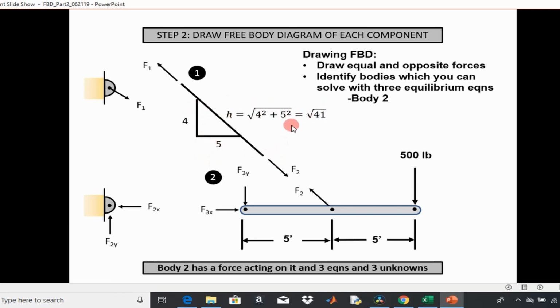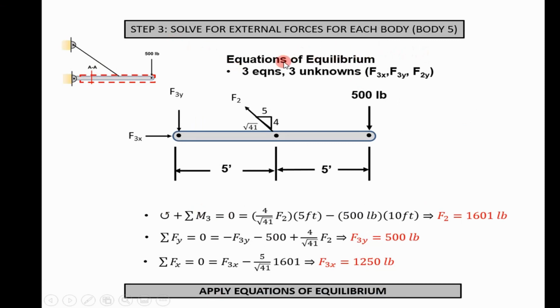And you can use this ratio to your advantage to help you calculate the forces down here, as you'll see in the next slide. Once you identify the member you're going to solve for, step 3 is to solve for the external forces for that body. So recall that we're doing this body right here. You have 3 unknowns: these 2 reaction loads and this load right here that relates to the two-force member. Now you apply the equations of equilibrium, and I'm not going to go too much into the math, but you can apply a moment balance at this point right here, and you get this result.